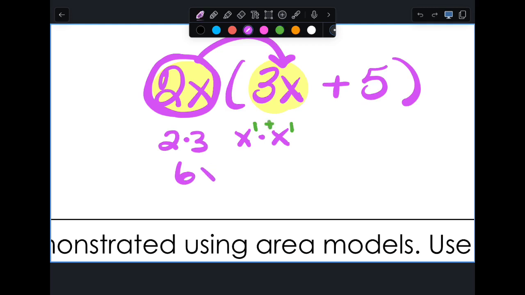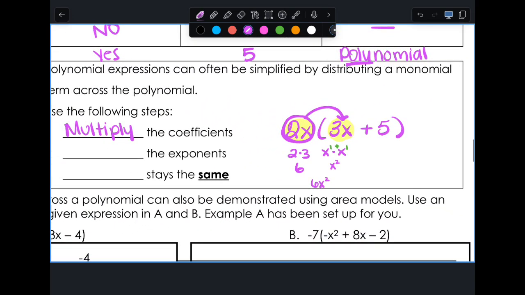Sorry, let me do it this way. Okay? So even though you multiply the coefficient, you add the exponent. Okay? Your variables will stay the same.